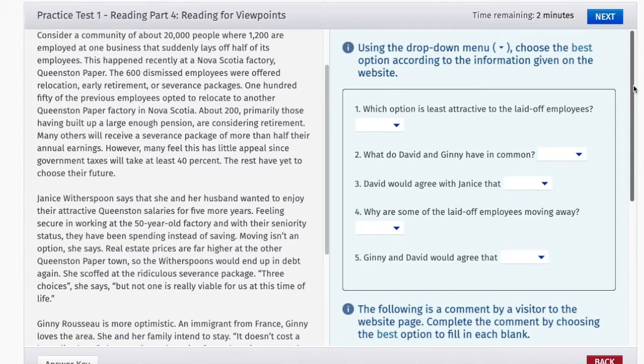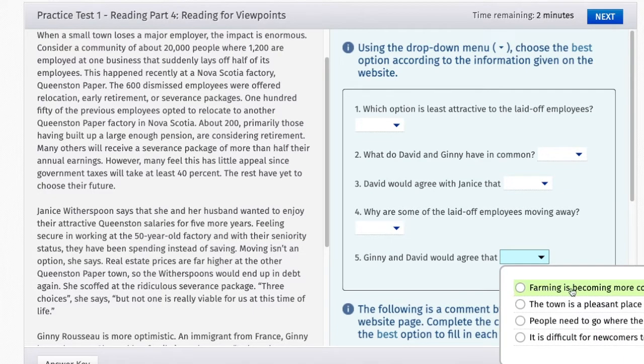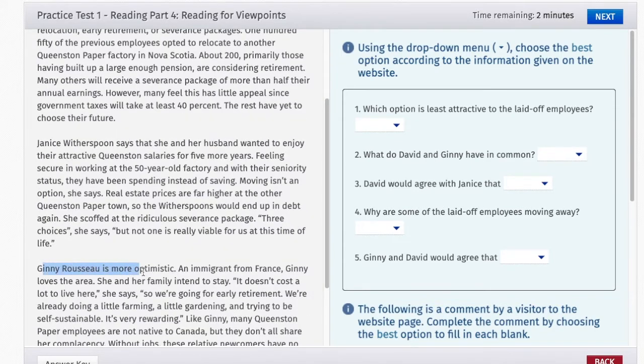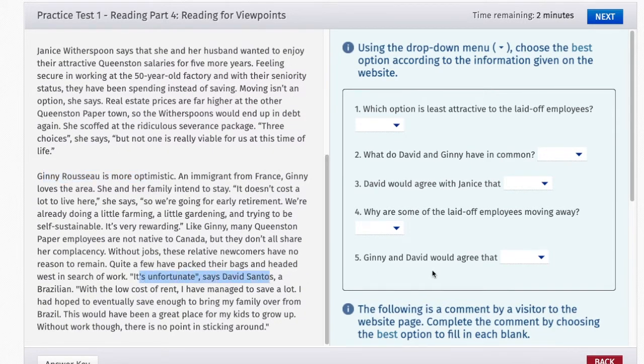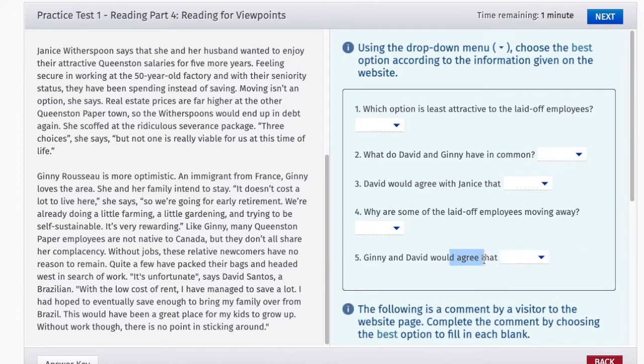And lastly, what we could say is about idea association, or in this case, views. Ginny and David would agree that. So we need to understand their views or their ideas over here. We need to understand what Ginny said and what David said to better understand the answer selection. Keep in mind, here we have agree. What do they agree on? We also need to think about what do they disagree on.